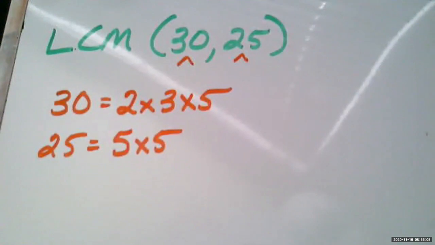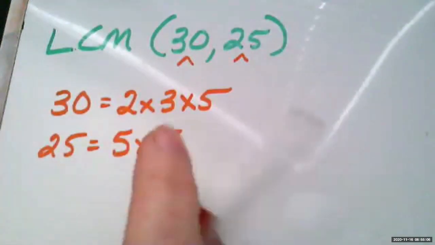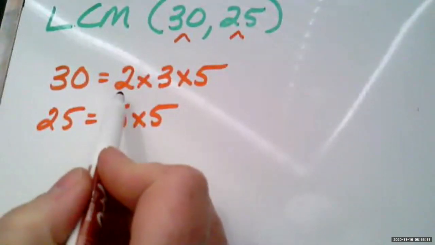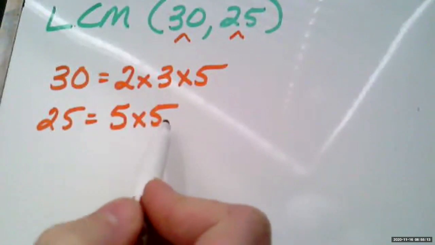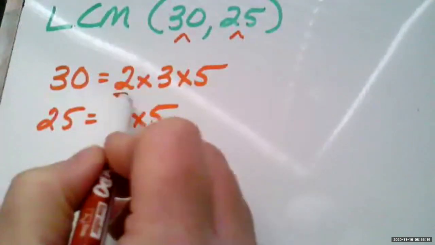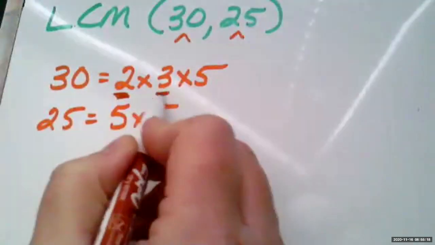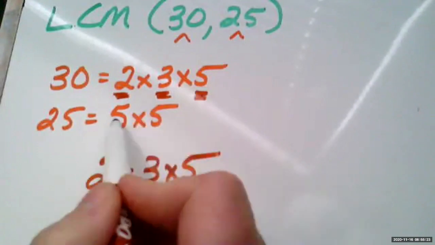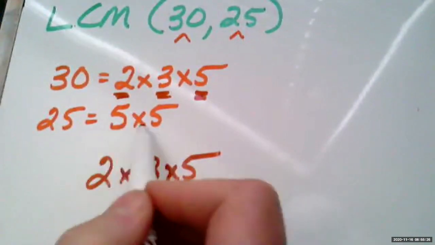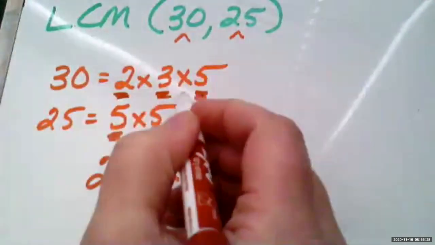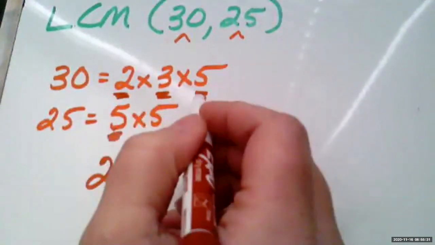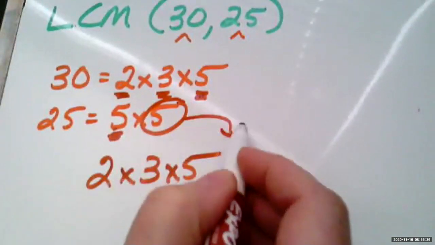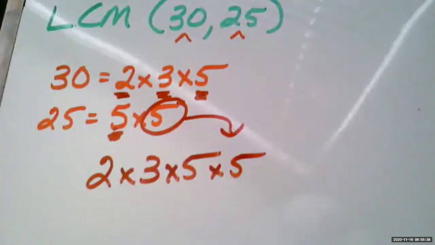Good job. Now, in order to find the least common multiple of 30 and 25, you're going to use every prime number that's represented here. So I'm going to start by saying 2 times 3 times 5. And 5 is listed twice for 25, but since there's already a 5 here and a 5 here, there's only one 5 left that's unaccounted for. So I'm going to bring that one down for times 5 right here.